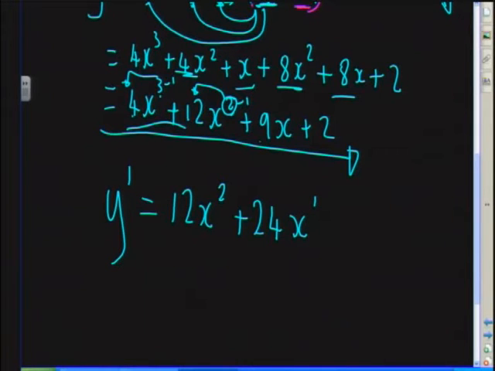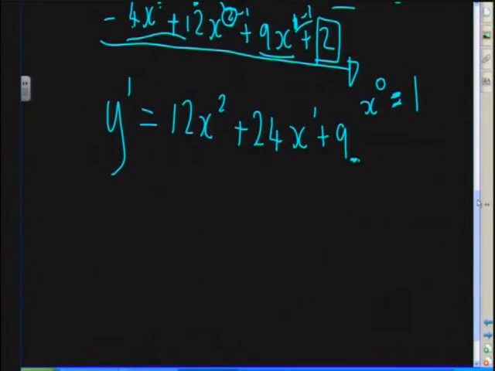Next term, the power here is 1. 1 times the coefficient of 9 is just 9. From the power of the x, we subtract 1. 1 minus 1 is 0, and we get x to the 0. But x to the 0, remember from exponents, is 1. So therefore, I don't need to put anything next to the 9, because 9 times 1 is just 9. The derivative of the constant 2 is just 0, so we leave it out. So this gives me the gradient of the curve.